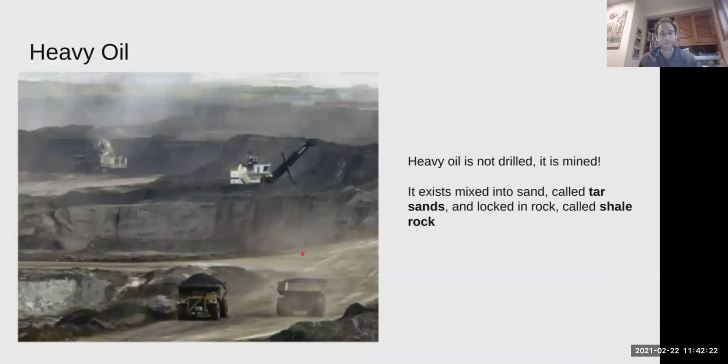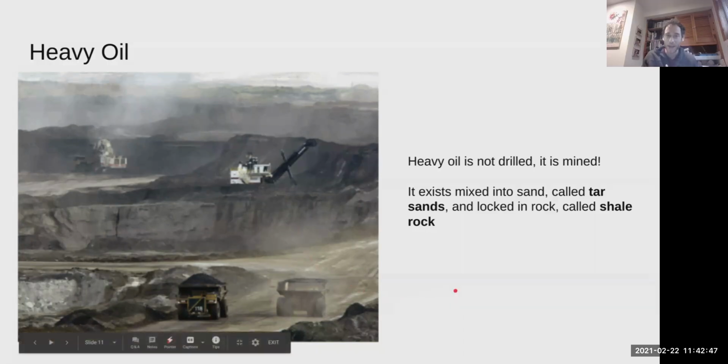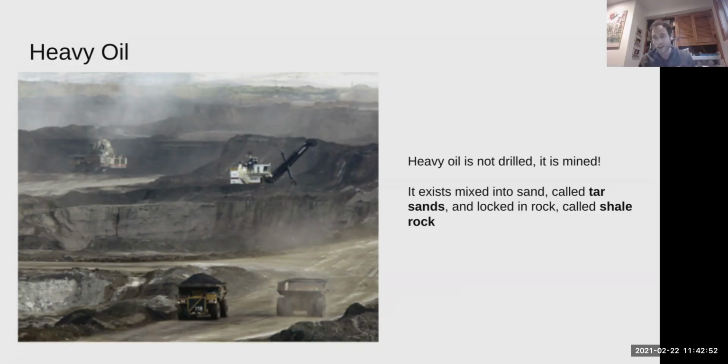Now, there's another type of oil called heavy oil, and this is not what you think of. Heavy oil is mined. It is not drilled. Heavy oil is mixed into sand or locked up in rock. So instead of drilling down and sucking up that viscous liquid, it's a mining operation, just like mining for coal. You dig up this rock or sand, you haul it away, and then you burn down the sand and the rock in order to extract the oil. This is called heavy oil, and it's found in what are called tar sands or shale rock.